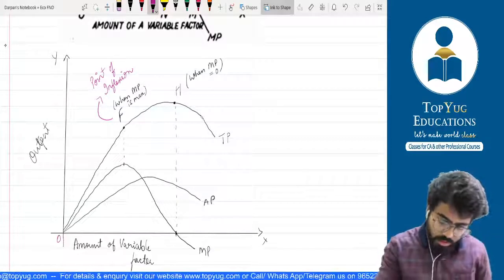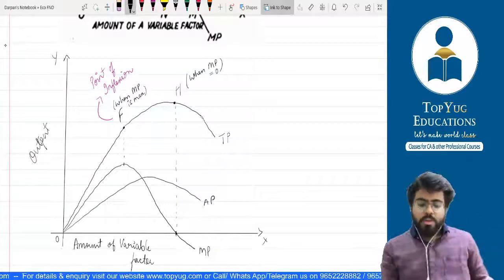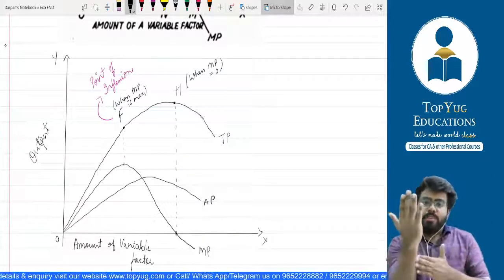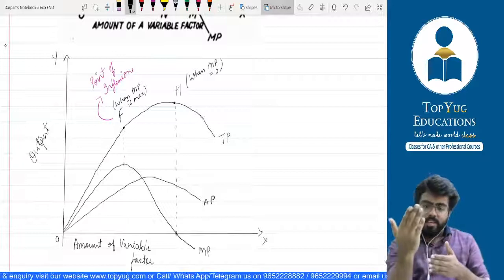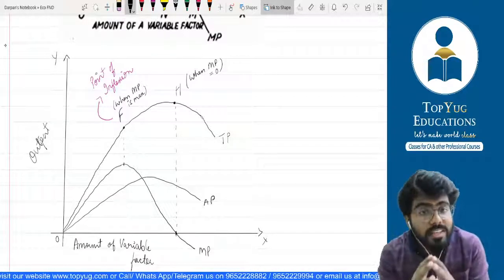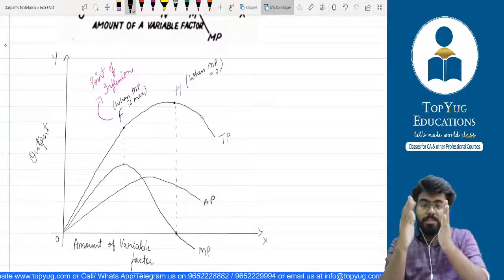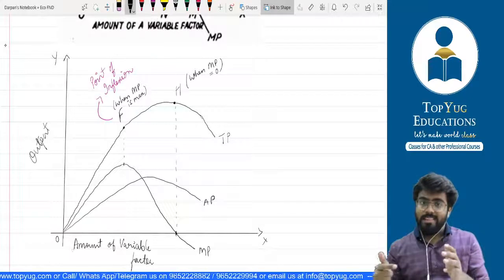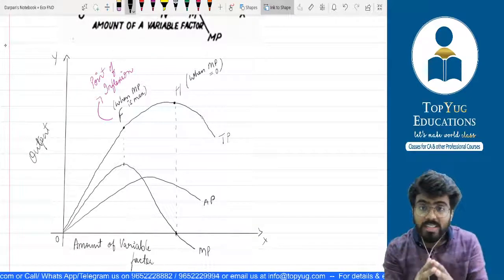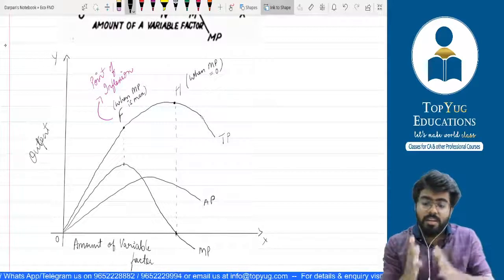This is origin. I'll also define origin this time. Okay? So, what is happening in the TP curve finally? From origin to F, it is increasing at an increasing rate. From F to H, it is increasing at a decreasing rate. Why? Because see, what is happening to MP between F and H? MP is decreasing. If MP is decreasing, TP will increase at a decreasing rate. Correct? We saw the same in the table, and we see the same in the graph.